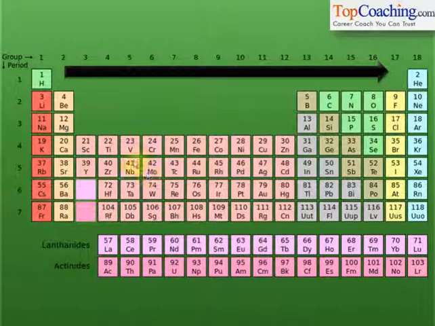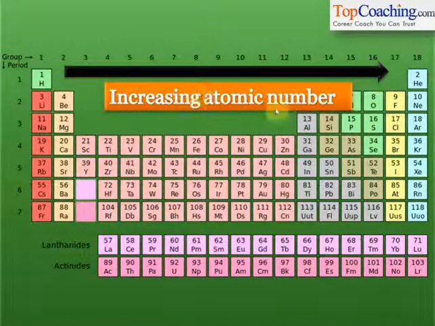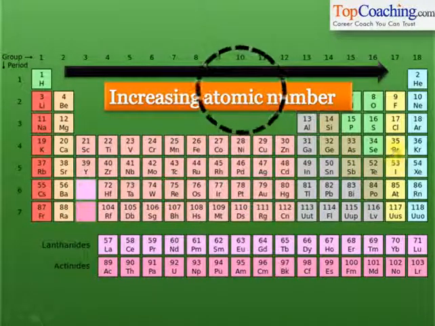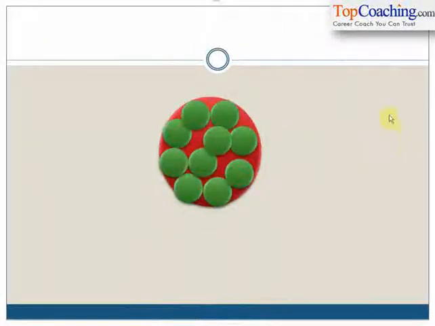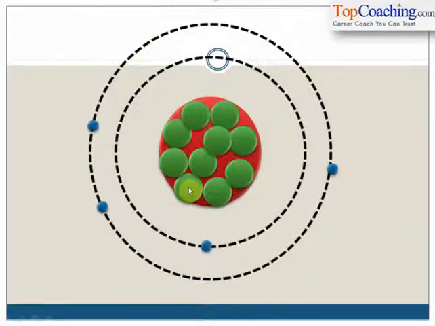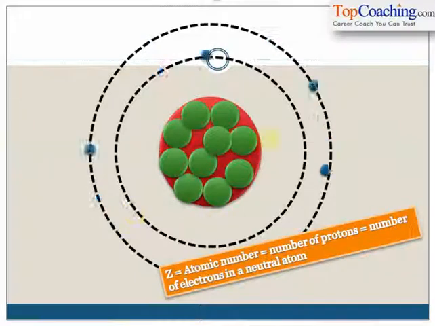Moseley arranged elements from left to right in the order of increasing atomic number, instead of arranging them from left to right in the order of increasing atomic mass. What is atomic number basically? Atomic number, as you already know, is the number of protons in the nucleus of an atom. So this here is the atomic number. In a neutral atom, the number of protons and the number of electrons are the same. So it is also equal to the number of electrons in a neutral atom. It is represented by the symbol Z.